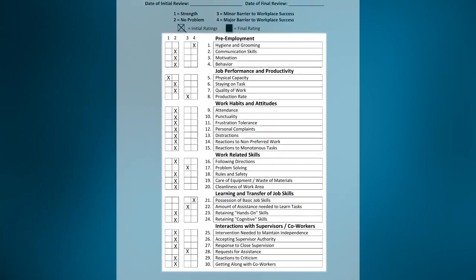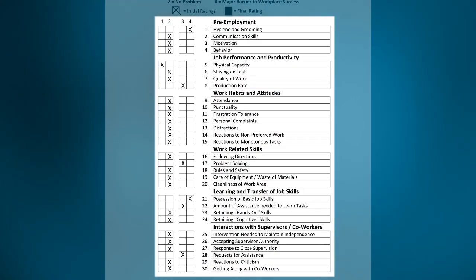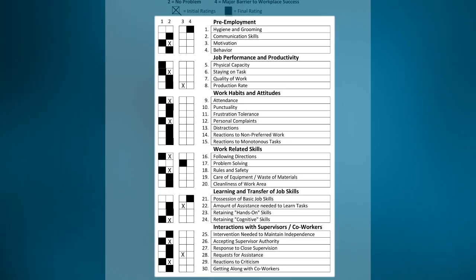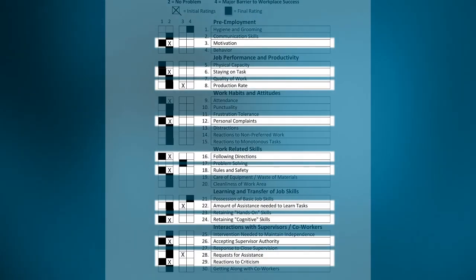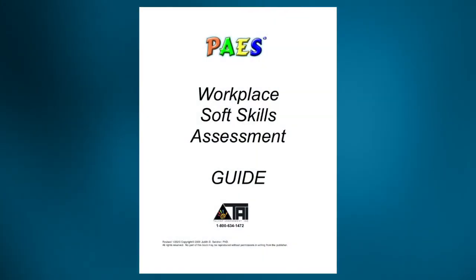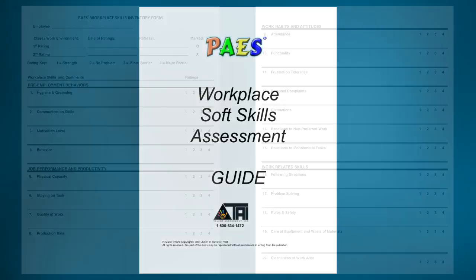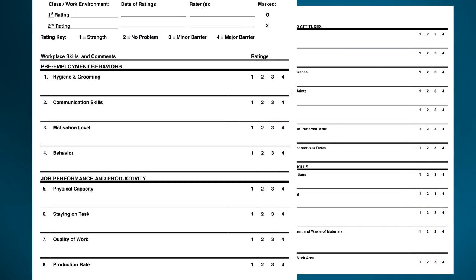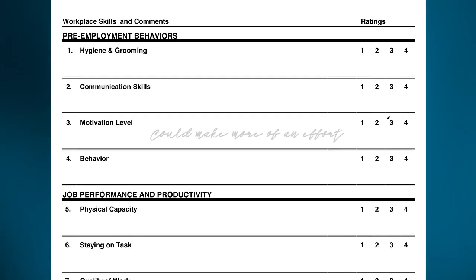Additionally, a completed workplace soft skills inventory has both an initial and final rating. These two ratings show supervisors which soft skills employees improved on during their time at the lab. Remember also to use the Workplace Soft Skills Guidebook as a resource and refer to the Workplace Soft Skills inventory forms you made throughout the lab for more information.